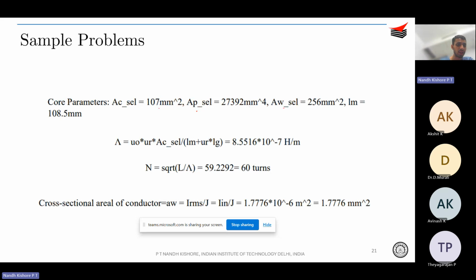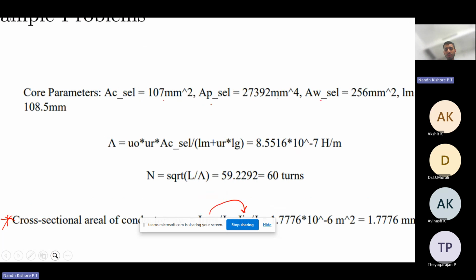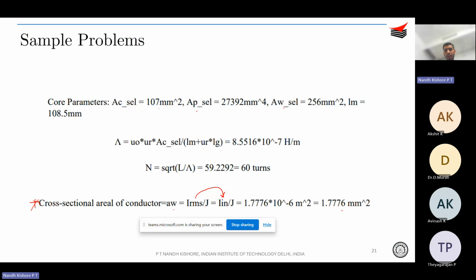So first things first, I would like to draw your attention over here. That is, the cross-sectional area of the conductor aw is IRMS by J, right? IRMS, or IN, if we assume that it is a boost converter, you know that the inductor is on the input side. Therefore, I am telling IRMS is your IN. That is IN by J. So IN is known in the boost converter from the given parameters. So from that you calculate what is your aw. It turns out to be 1.7776 mm square. So this is your aw.